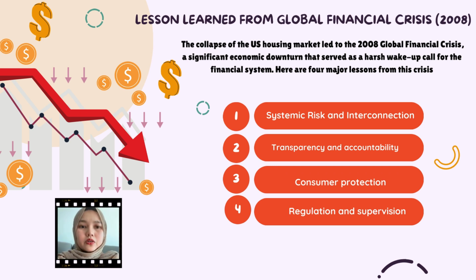The third one, consumer protection. The crisis exposed consumer vulnerability due to shoddy lending practices and complex products. And the last one is regulation and supervision. The crisis exposed financial institution regulation weakness, including lacking credit standards and lack of transparency in complex financial innovation.